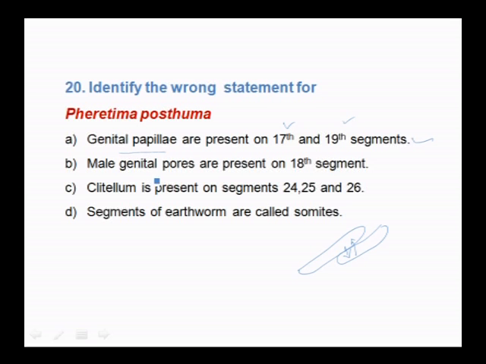Male genital pores present at the 18th segment. This is also correct. Clitellum is present on the segments of 24, 25 and 26th segment. This is wrong because clitellum, the band-like structure, is present at the 14th, 15th and 16th segment. This is the wrong statement. The wrong statement is option C. Look at the last one. Segments of earthworm are called somites. This is also correct.